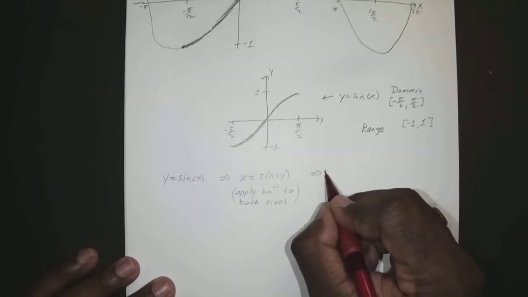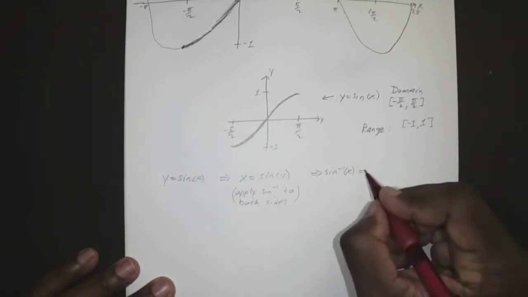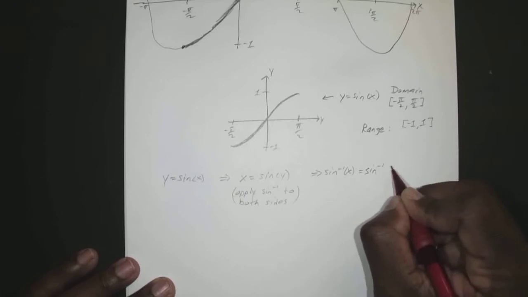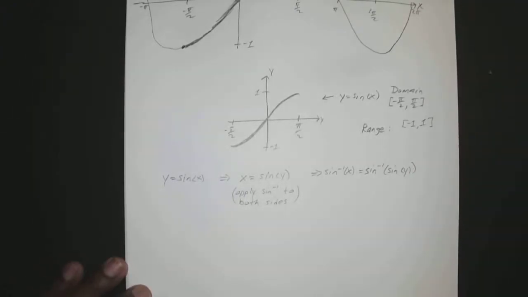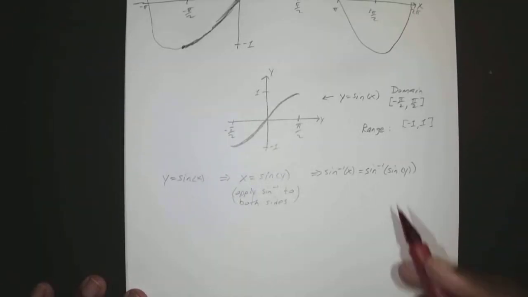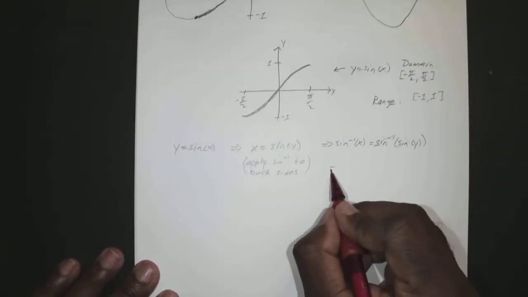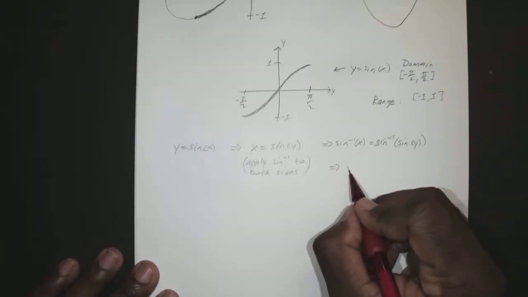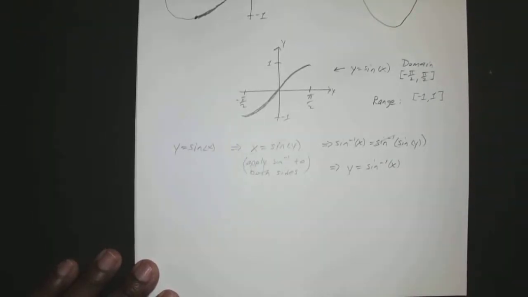Okay, so that gives us sine inverse of x equals sine inverse of sine of y. So we just applied sine inverse to this side and sine inverse to that side. But we know the inverse and sine will cancel each other out. So we know that y can equal sine inverse of x.